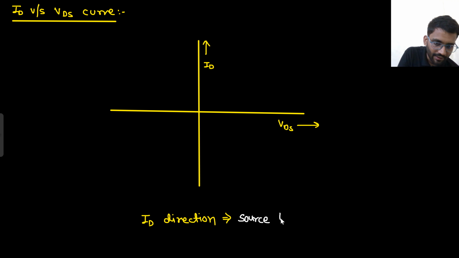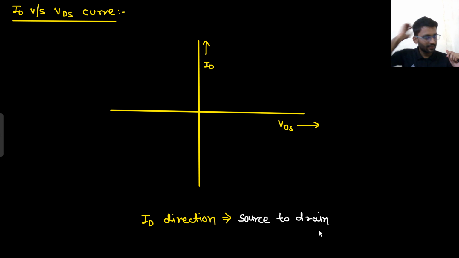Source to drain. What was the ID direction in N channel? In N channel, the electrons were moving from source to drain. So the direction would be drain to source. Whether it is P channel or N channel, always the charge carrier will move from source to drain. If the charge carriers are holes, moving from source to drain, the direction of current will be source to drain. If charge carriers are electrons, moving from source to drain, the direction of current will be from drain to source.